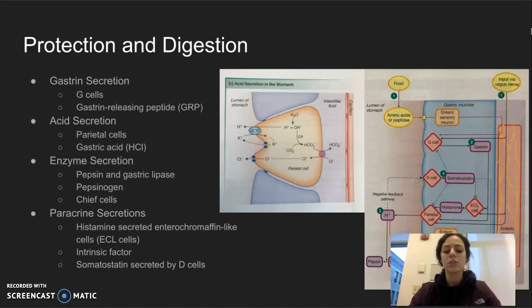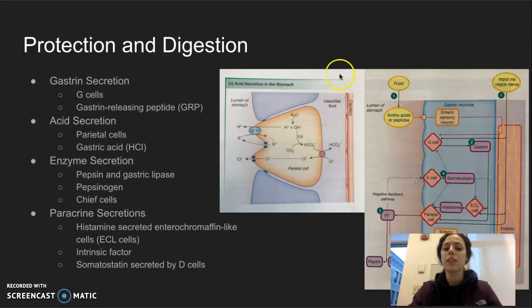And then somatostatin, or SS, is also known as hypothalamic growth hormone inhibiting hormone, and it's secreted by D cells in the stomach. It's the primary negative feedback signal for gastric phase secretion, and it shuts down acid secretion directly and indirectly by decreasing gastrin and histamine secretion.